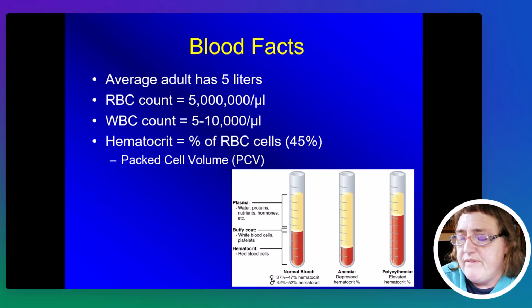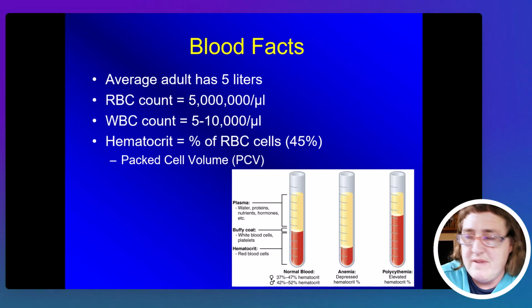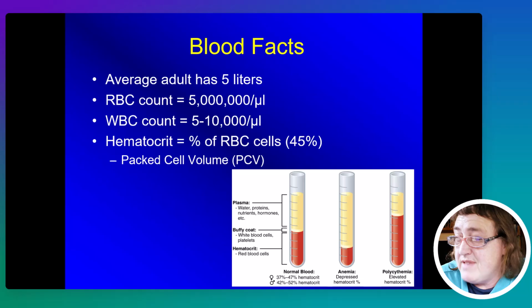You have roughly 5 million of the red blood cells per microliter and 5 to 10,000 white blood cells per microliter. So if you have a spoonful of blood, you have quite a lot of blood cells in a spoonful. A spoonful might be 5 milliliters, which would be 5,000 microliters. So 5,000 times 5 million is 25 trillion red blood cells just in a spoonful of blood.